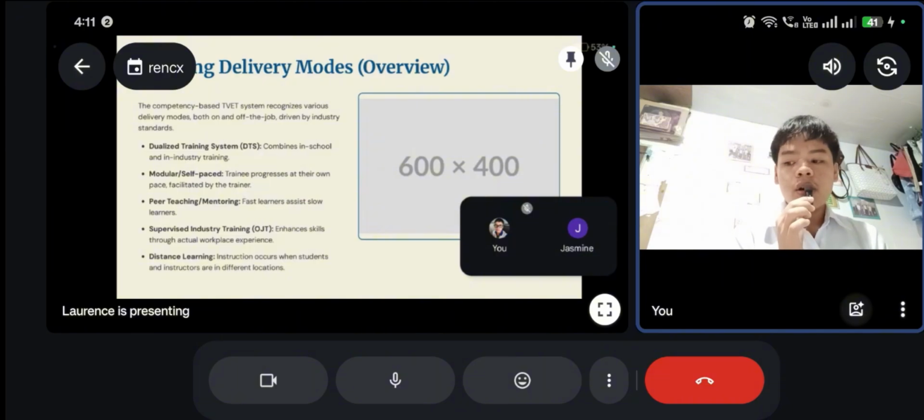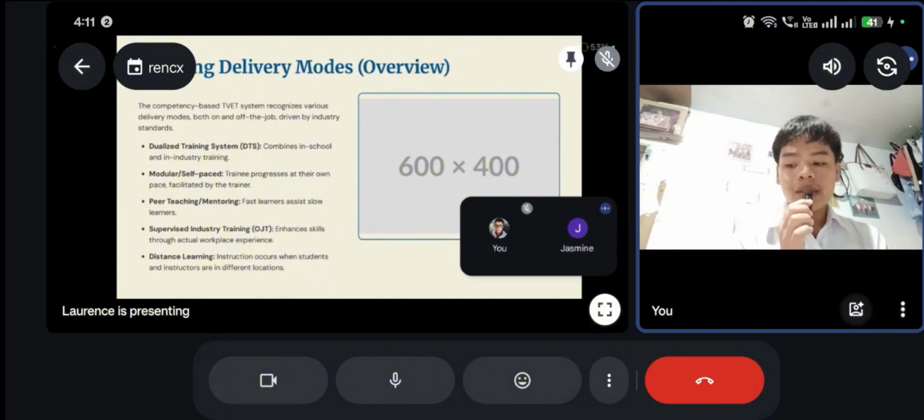Fast learners assist slow learners. Therefore, in peer teaching or mentoring, students who learn faster help those who need more time. For example, in a class, some students finish an activity faster. The trainer asks those fast learners to help their classmates who are having a hard time. They explain the steps and show how to do the task until everyone understands.